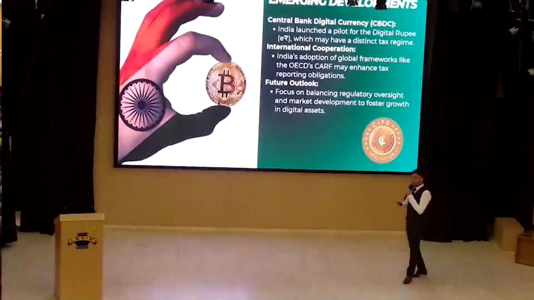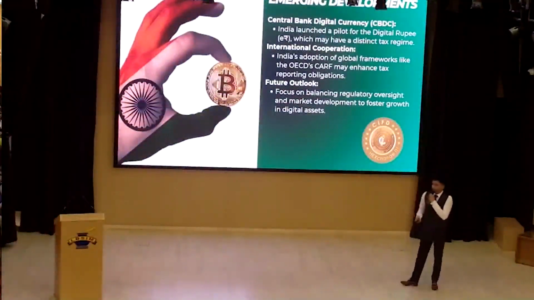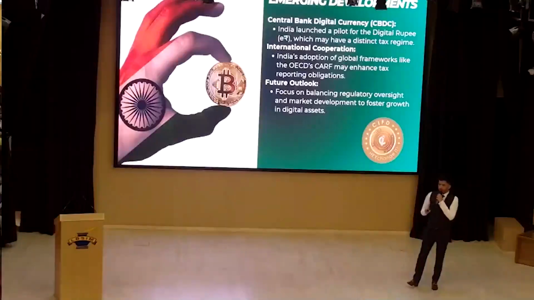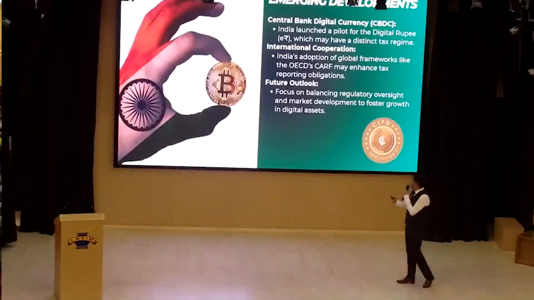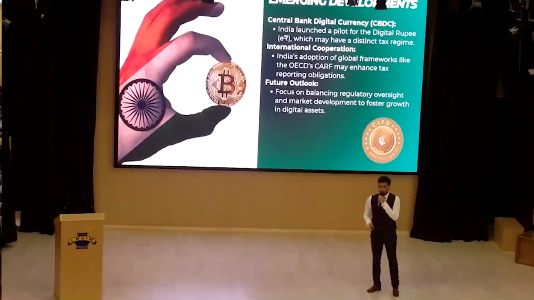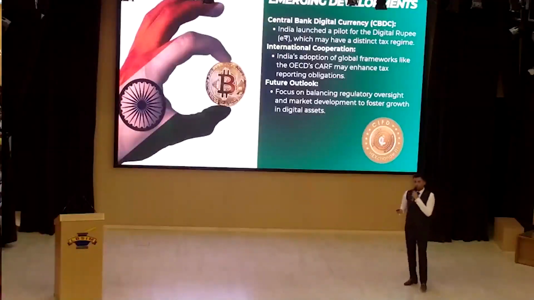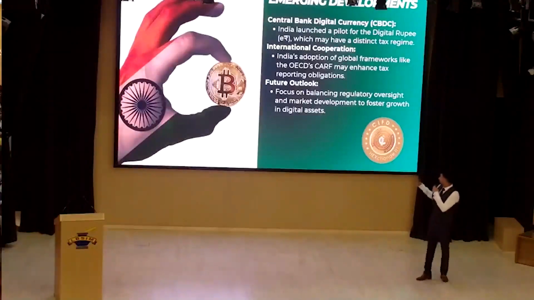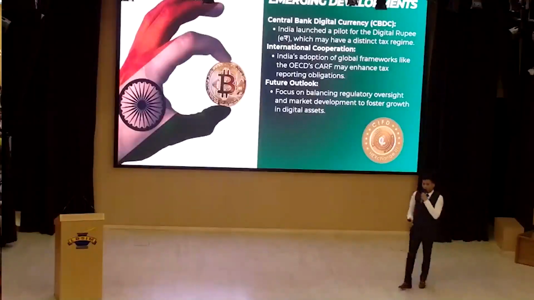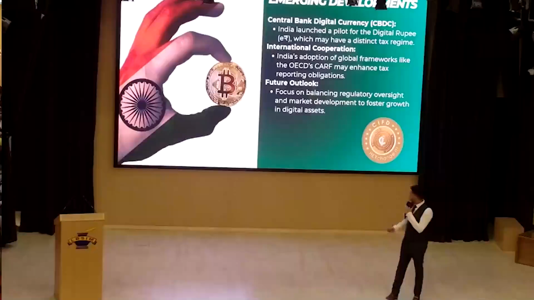Now, what are the current developments in this crypto space as of now? India launched a pilot for the digital rupee, which is known as the Indian CBDC, or the digital rupee, which may have a distinct tax regime. There's also the factor of international cooperation, where India's adoption of global frameworks like the OECD CARF may enhance tax reporting obligations. And in the future, there has to be a focus on balancing regulatory oversight and market development to foster growth amongst countries and to grow the crypto economy as a whole.